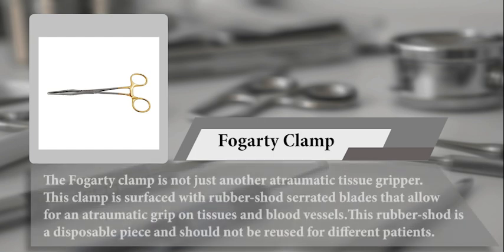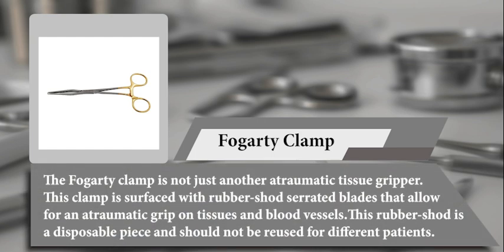Fogarty clamp. The Fogarty clamp is not just another atraumatic tissue gripper. This clamp is surfaced with rubber-shod serrated blades that allow for an atraumatic grip on tissues and blood vessels. This rubber shod is a disposable piece and should not be reused for different patients.